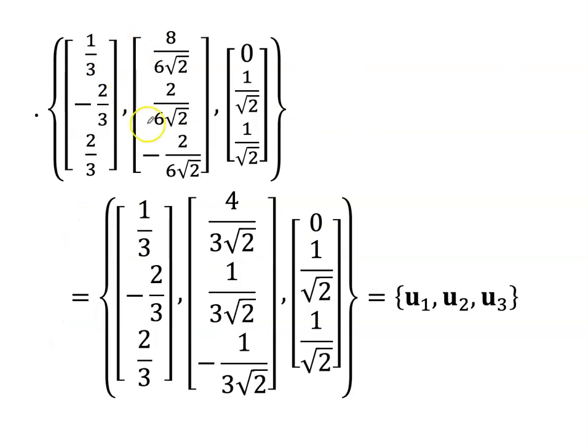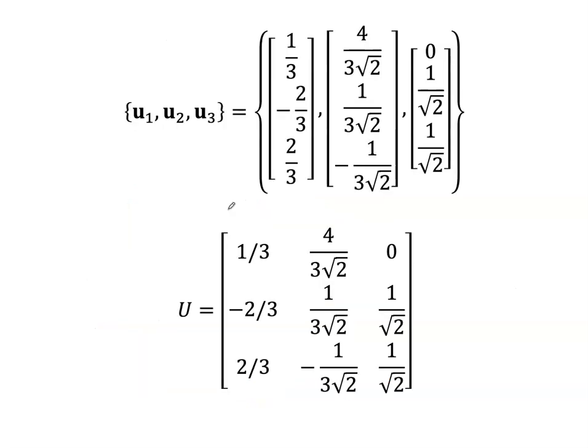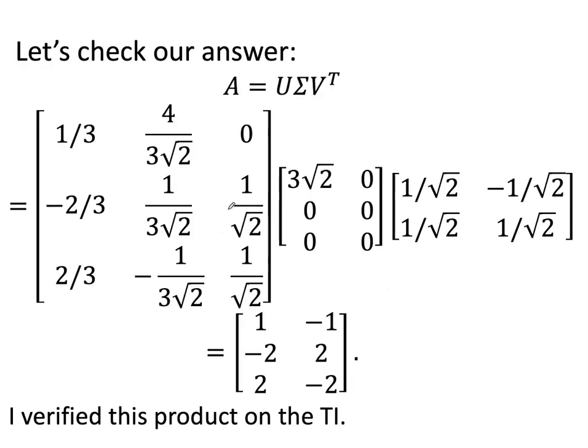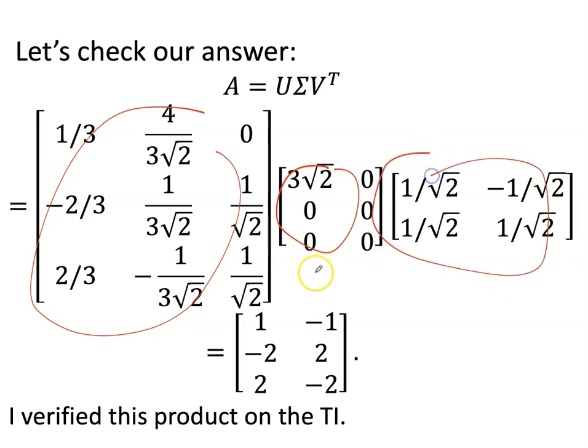So this again was what we had from the previous slide. You can simplify it a little bit and end up with this. That's going to be our vectors u1, u2, u3, so that means our matrix U is going to look like this. Let's check our answer. Oh my goodness, I hope it's correct. So A should be U, sigma, V transpose. Oh my goodness, yes, it does work out well. I verified this product on the TI.